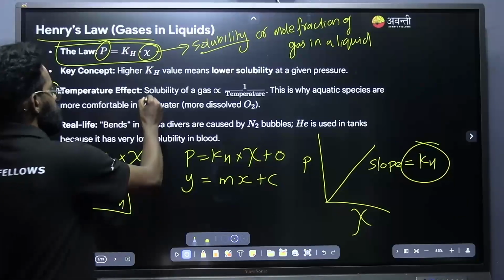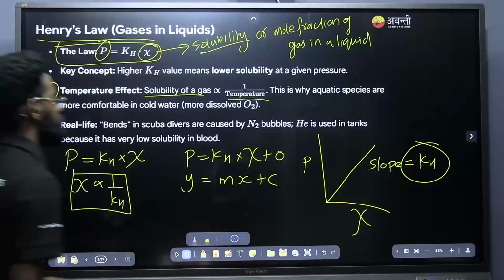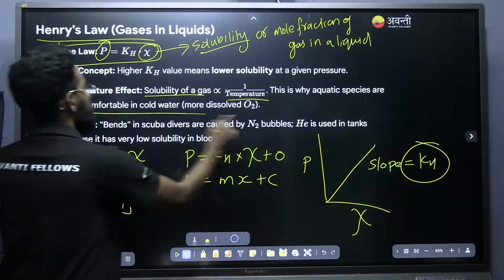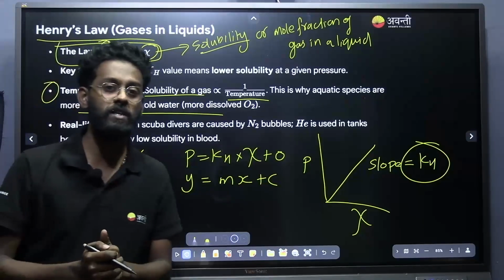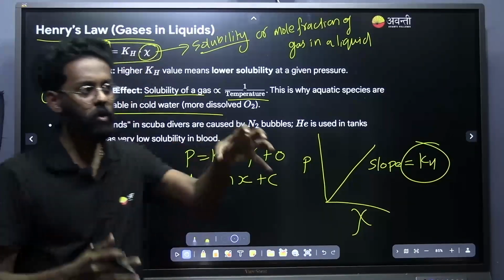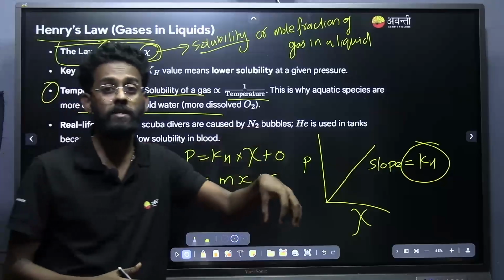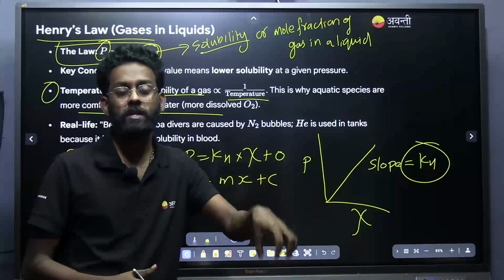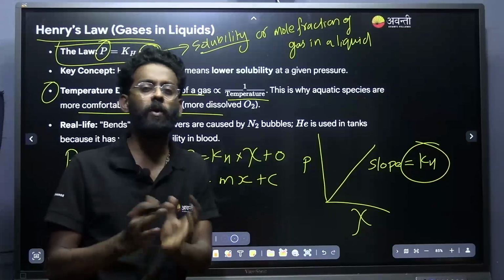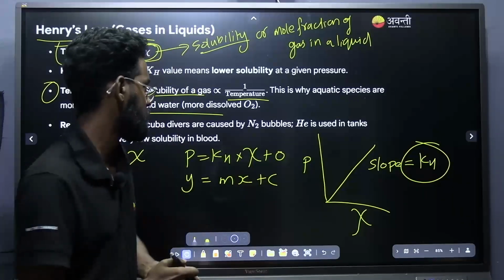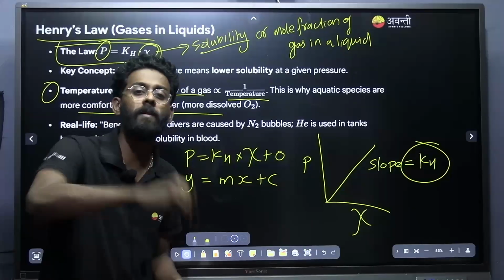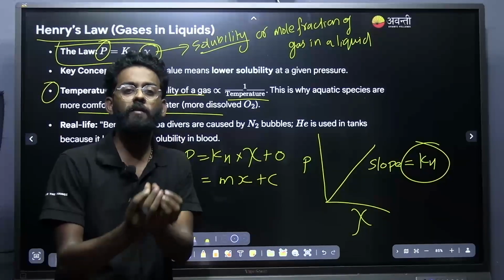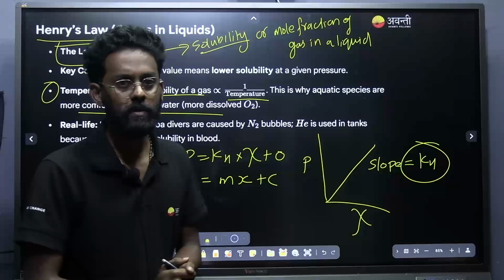That is, solubility of a gas is inversely proportional to temperature, and this is the main reason why aquatic species are more comfortable in cold regions or in cold water, because cold water has more dissolved oxygen. If we increase the temperature, what is going to happen? The dissolved oxygen will come out, and they will feel breathing difficulty. Got it?